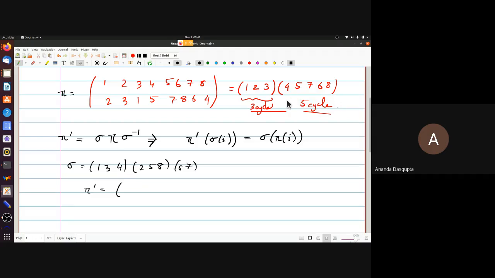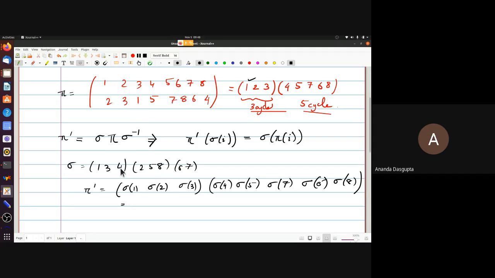Right? That's another cycle. What pi prime does is it takes sigma 1, where 1 is this one, and gives it to sigma 2, right? Because sigma I goes to sigma pi I. Sigma 1 goes to sigma 2. That goes to sigma 3. And sigma 4 goes to sigma 5. That goes to sigma 7. That goes to sigma 6. That goes to sigma 8.